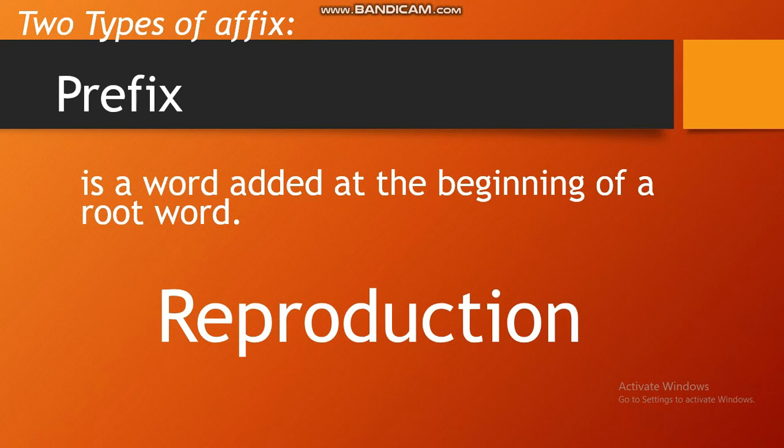When you spot the root word, look if there are any letters or words attached at the beginning of the root word. Is there any word attached at the beginning? Yes, R-E. So the root word is product and the prefix is R-E. It is a prefix because it is found at the beginning of the root word. That is how we use prefix.